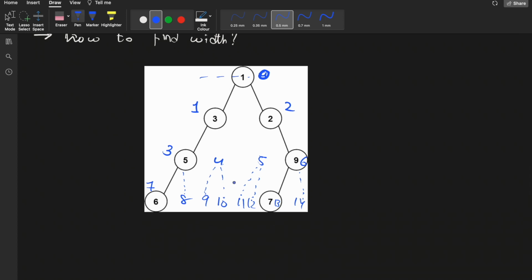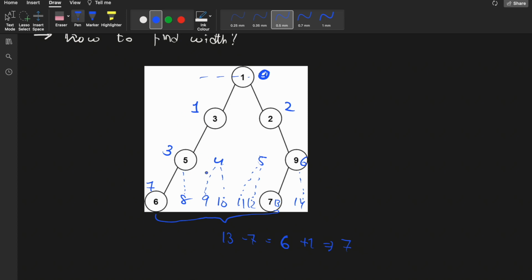So if you have some numbering like this, then you can easily do the subtraction. That is 13 minus 7, which is 6. So the difference is 6. What is the width? It is 6 plus 1, so that is why the width is 7.